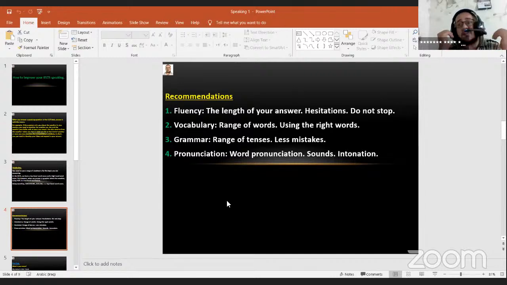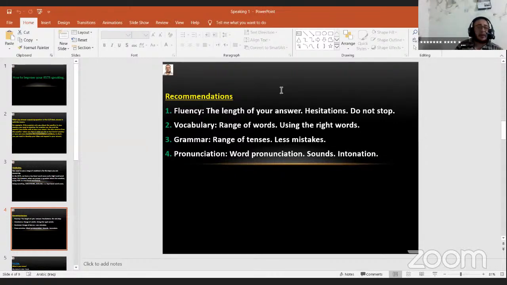In case they stop you, don't keep on speaking. For example, they tell you, okay, thank you. Or they don't even tell you thank you sometimes. They just ask you, for example, where do you live? You start explaining, then they follow it up by another question. What's your opinion about that thing? For example, answer the other question. Don't keep on speaking. No. Okay. Vocabulary, range of words, using the right words.